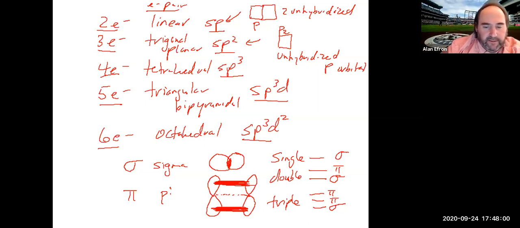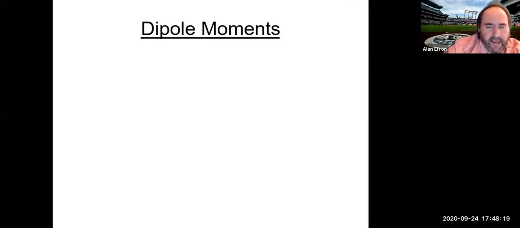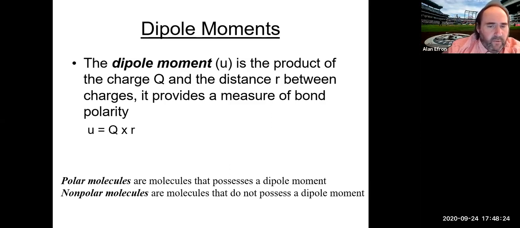So we're going to then talk about molecular polarity and how to determine the polarity of the entire molecule. And again, in certain cases, that is different than the polarity that we talked about previously, bond polarity. If something is a polar molecule, it will have what is referred to as a dipole moment, an overall dipole moment.